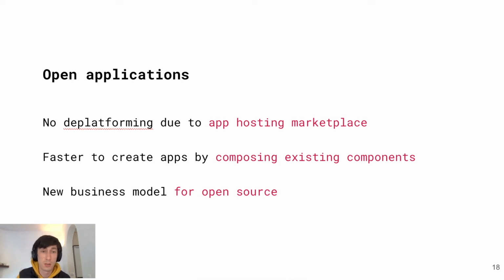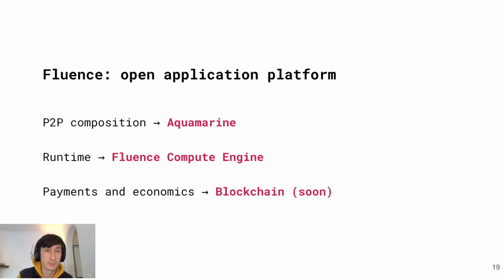So you can just produce useful pieces, useful components, and when they are popular, when they are at least used by some application that pays for hosting, you will be able to earn money. You essentially will earn a royalty for your open source products. And this is what we do in Fluence. And this is what Fluence is.